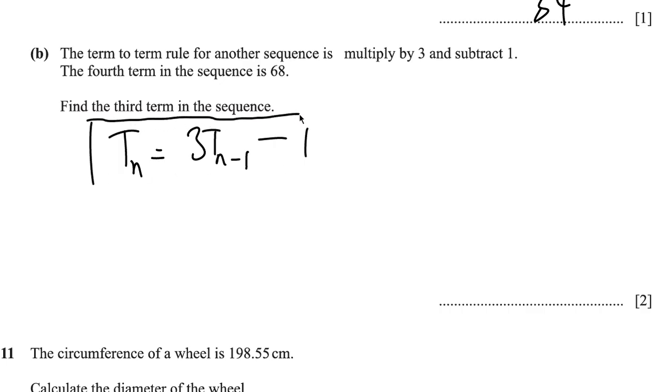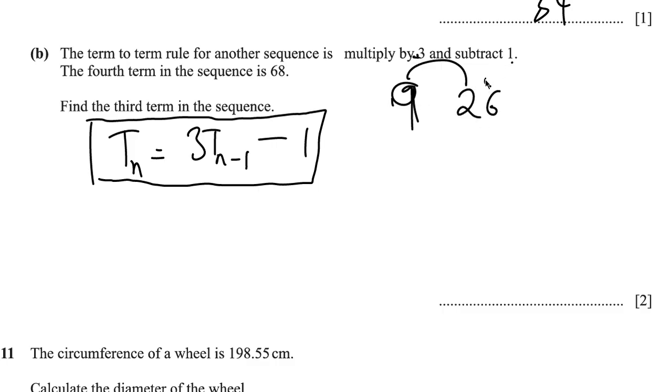Now don't be confused. Let's say that the first term of the sequence is 9. So the term-to-term rule implies that the next term of the sequence will be determined by what? Multiply 9 by 3. 9 times 3 is 27, and then subtract 1, and that's 26. So the next term would also be determined by multiplying this second term, 26, by 3, and then subtracting 1. That's the same thing that applies here.